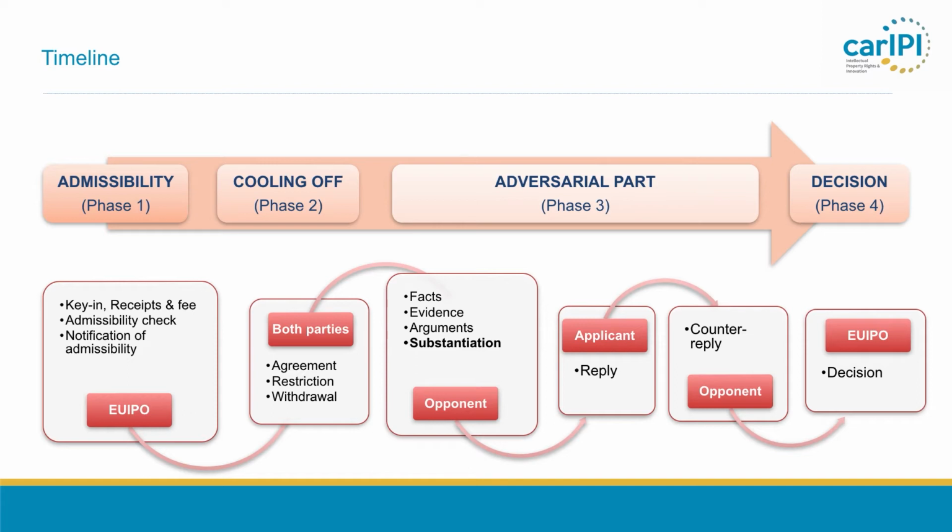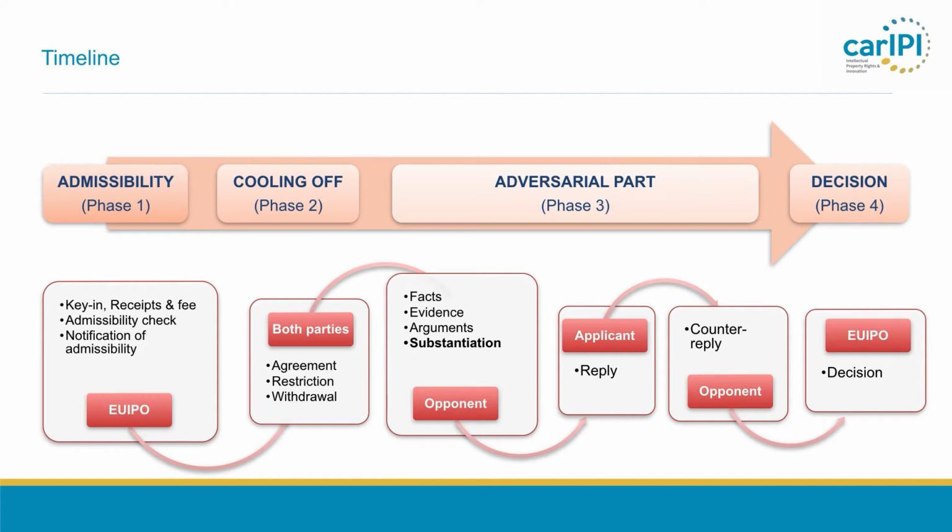After the opponent submitted its observations and evidence, this information is transmitted to the applicant, who has time to reply, to comment, and to defend its right. One way of defending is to ask for proof of use. Proof of use can then be requested if the trademark on which the opponent relies has been registered for over 5 years prior to the filing date of the contested trademark, of the contested EUTM application.